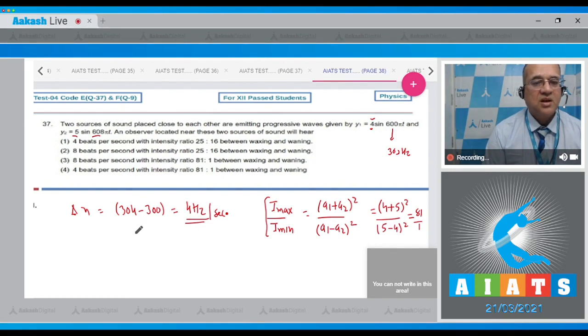And look at the options. Option 4 is 4 beats per second and intensity 81 to 1 between waxing and waning. That's true. Therefore, the answer to this question is option number 4.